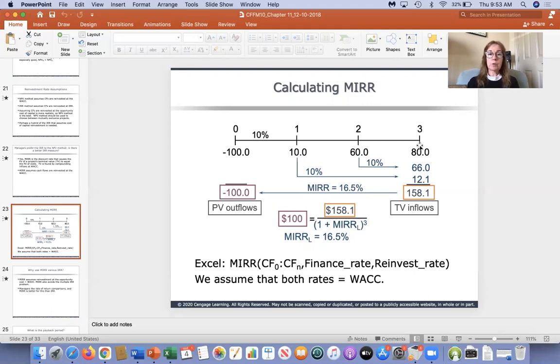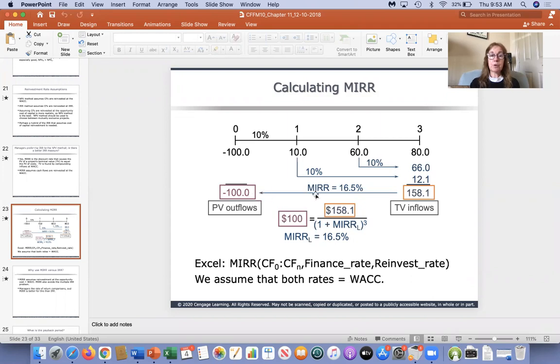Therefore, when you add these up, we end up with a net future value of $158.10. Okay, now for our second step. This is actually quite simple. You just pull this down. This is our present value. In other words, we invested $100, okay?